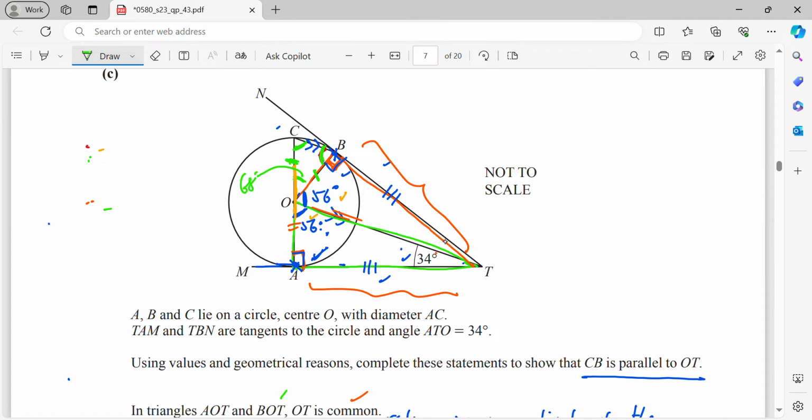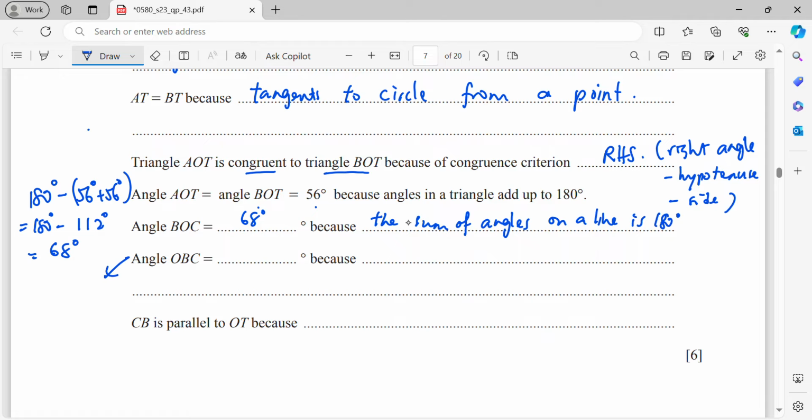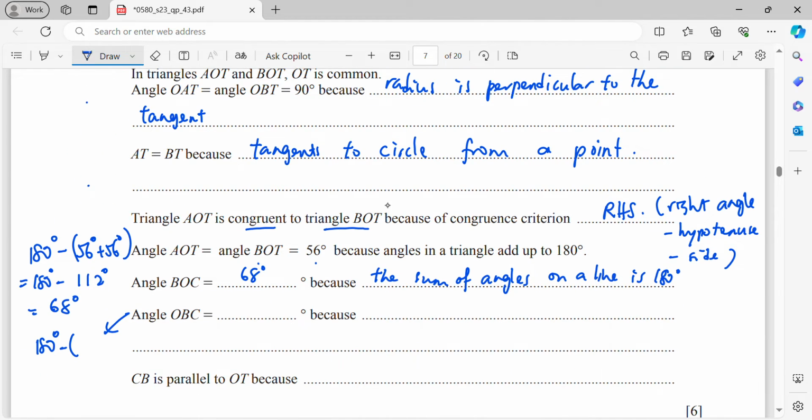So this is 68. That means the other two angles, these two green color angles, will be 180 minus 68, then divided by 2. So I will write here for this calculation: 180 degrees minus 68, then divided by 2. So this is going to be 56. I will write 56 because of the isosceles triangle.